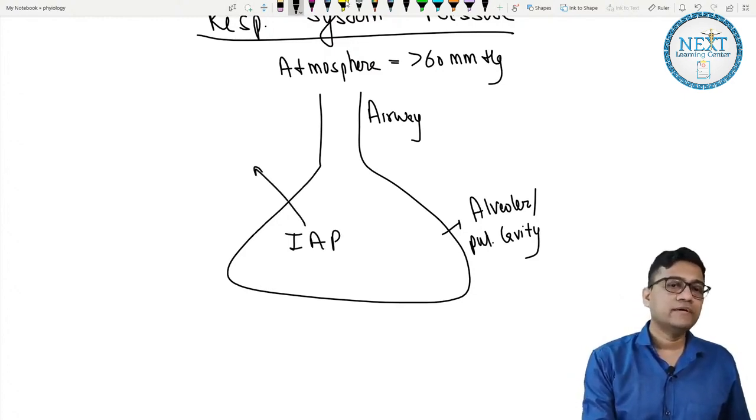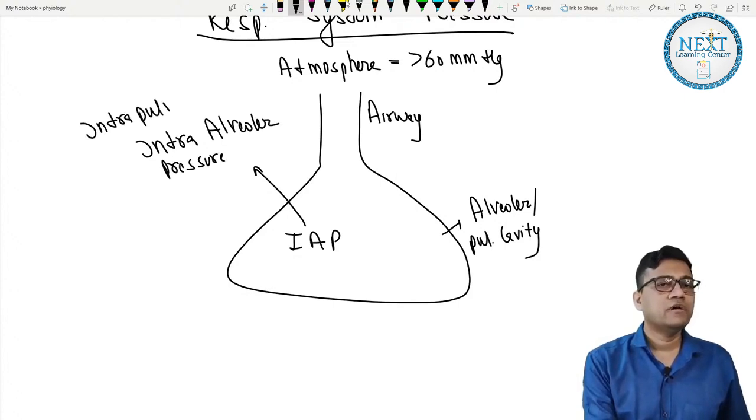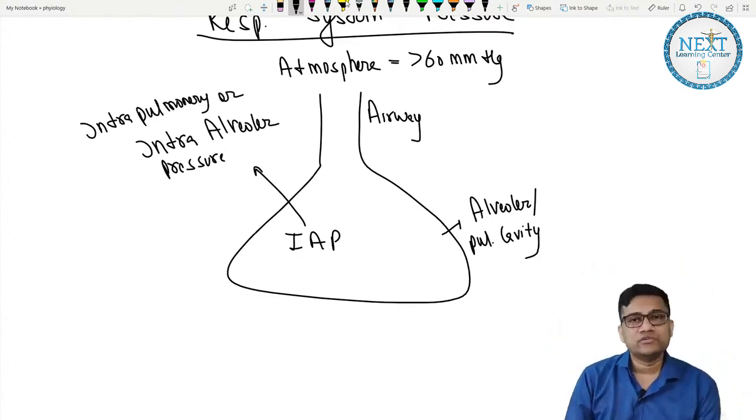What is IAP? Intra-alveolar pressure, or some books use the word intrapulmonary pressure. Both are the same, intrapulmonary pressure. So intrapulmonary or intra-alveolar pressure. Okay, so this is IAP.